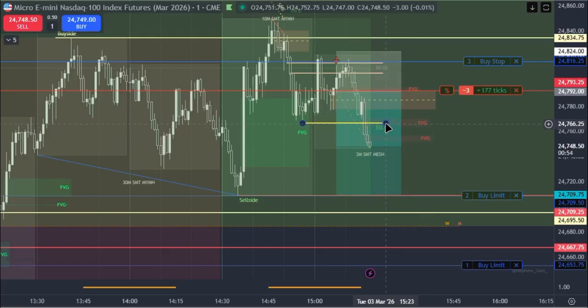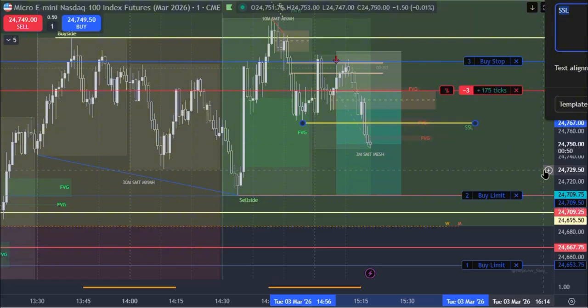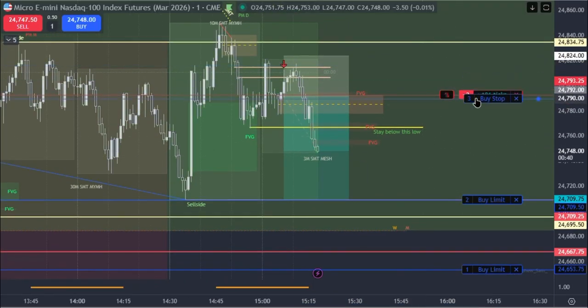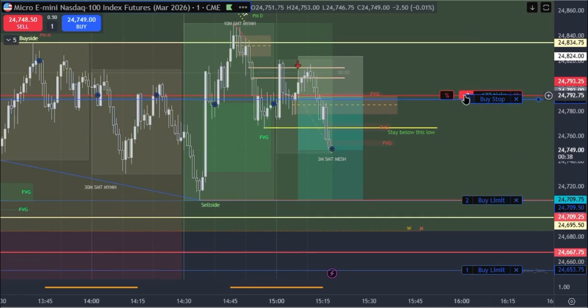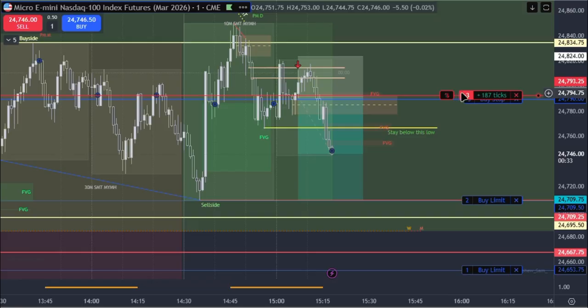So we close below this low. So I want us to stay below this low. And then what I'm going to do is go break even, because if I'm wrong, then we're going to get stopped out, right? But I'm not risking anything.